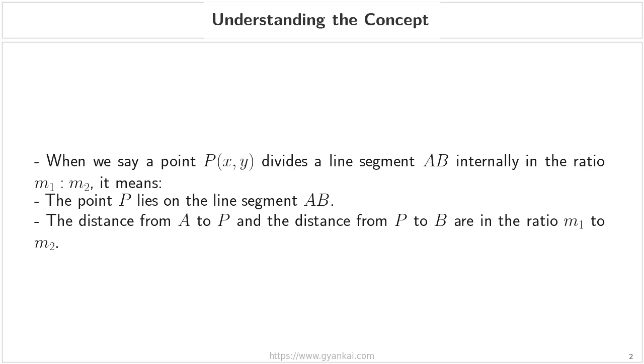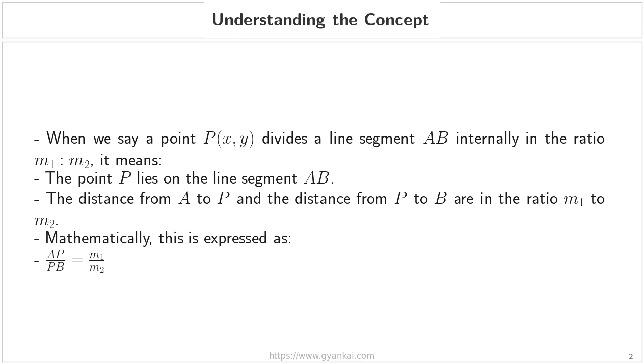Second, the ratio tells us how the segment is split. It means that the distance from point A to point P, compared to the distance from point P to point B, follows that specific ratio of m1 to m2. To put this into a mathematical expression that you can use for our calculations, we write it as the fraction AP over PB equals the fraction m1 over m2. This simple equation is the foundation for the formula we are about to see in the next slide, as it represents the relationship between the segments and the ratio.